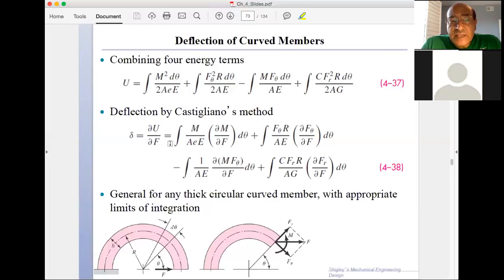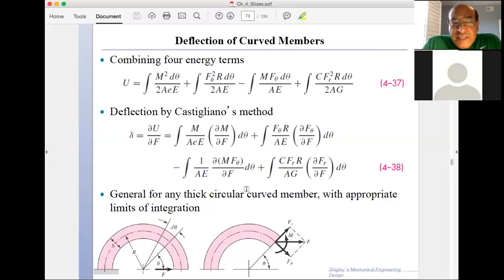Therefore, when we take the derivative with respect to a desired force, so F is a desired force, then we just ignore everything else except for the loading components, the M and the F theta and the FR, and we take the derivative of those with respect to the desired force. So that's kind of the general formulation.